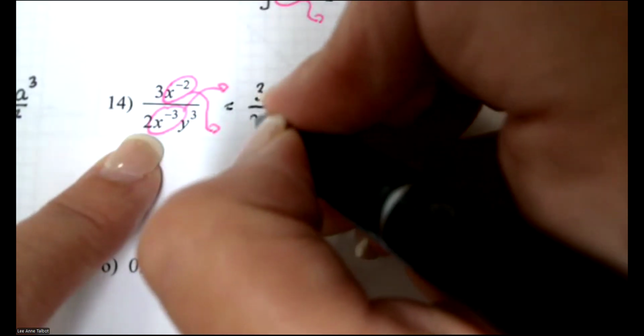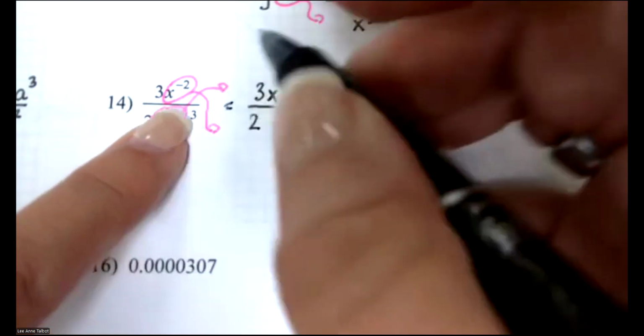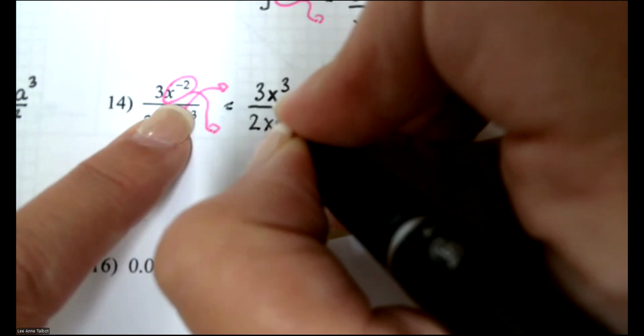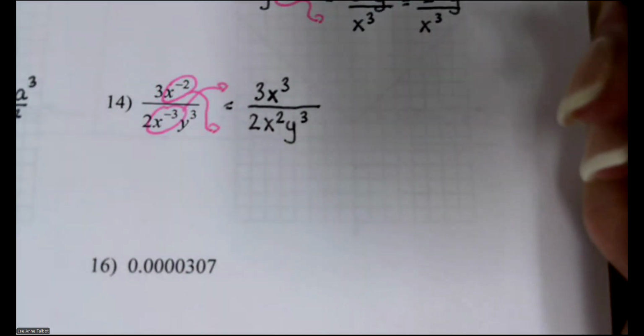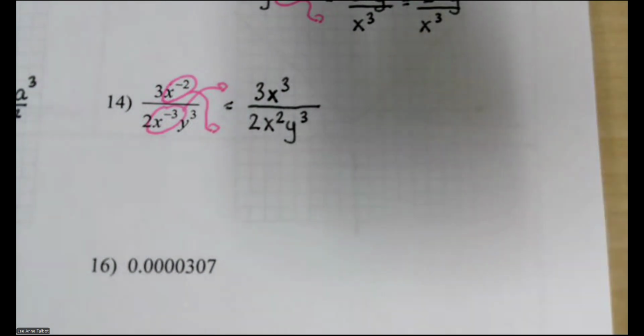And then 2 is on the bottom. And this x to the negative 2 is going to come down and become x to the positive 2. And then y to the third just stays where he is. Only flip the circle things.